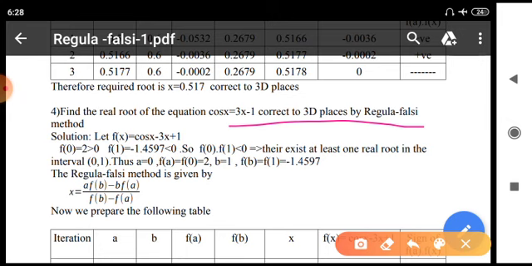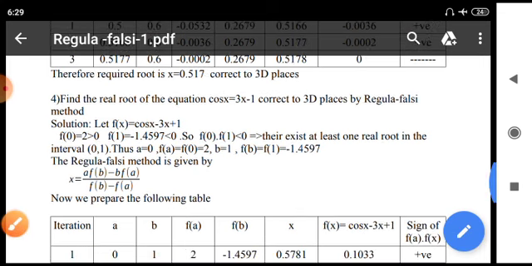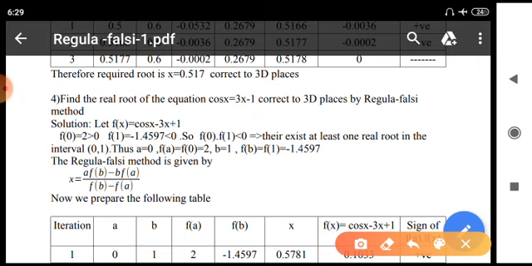So the given things we will write. Let f of x, you have to write carefully, cos x, take 3x to the other side, left side, minus 3x plus 1. So here the interval is not given. So whenever the interval is not given, we have to find a and b such that f of a into f of b should be less than 0. So we will start with the trial and error method.